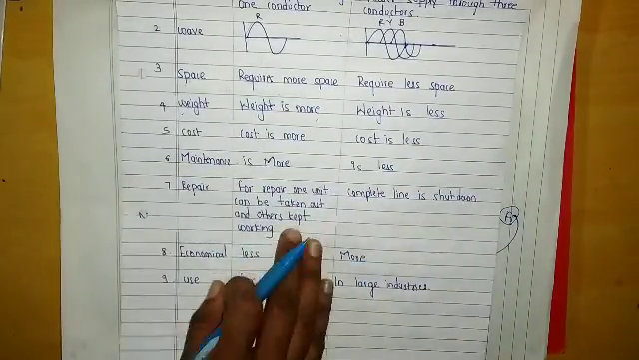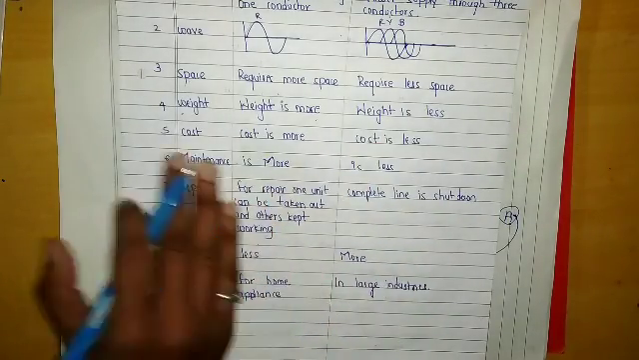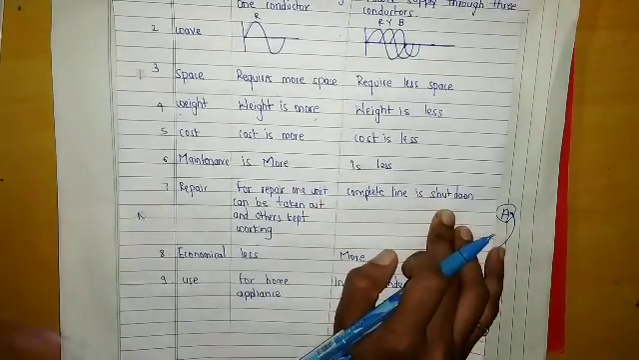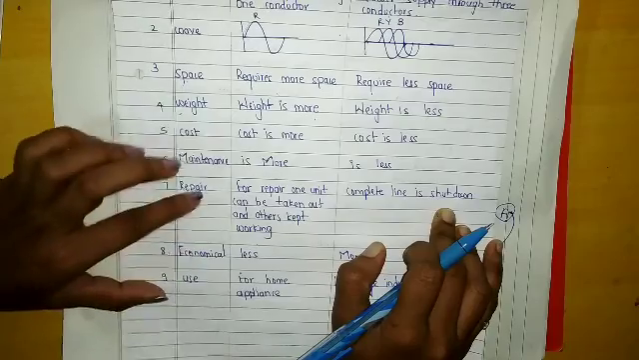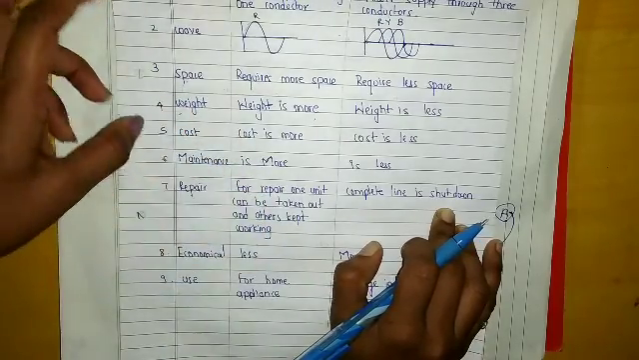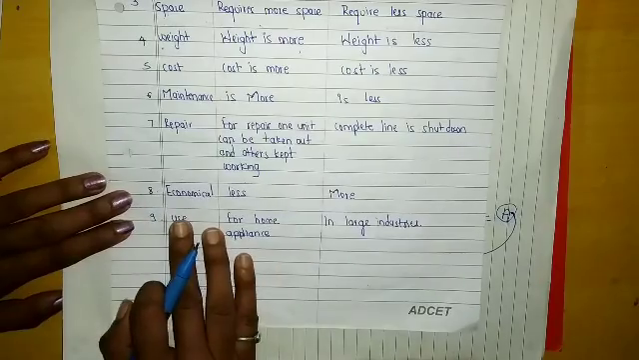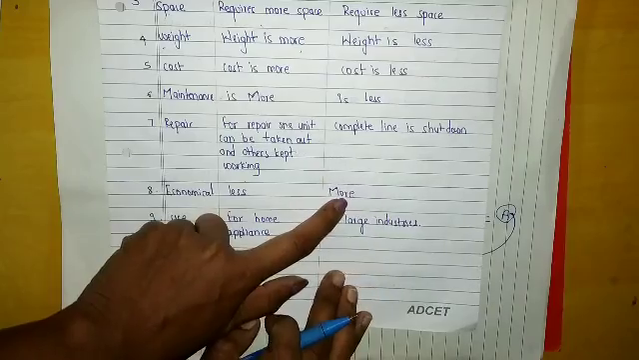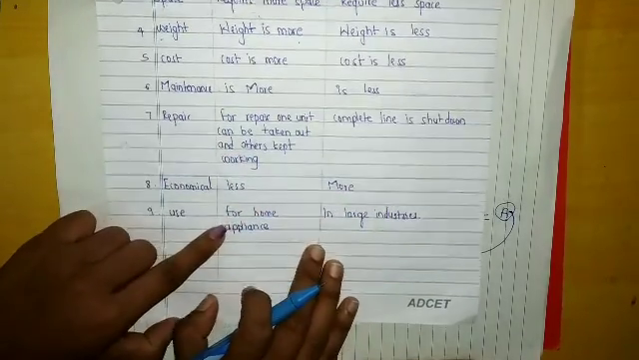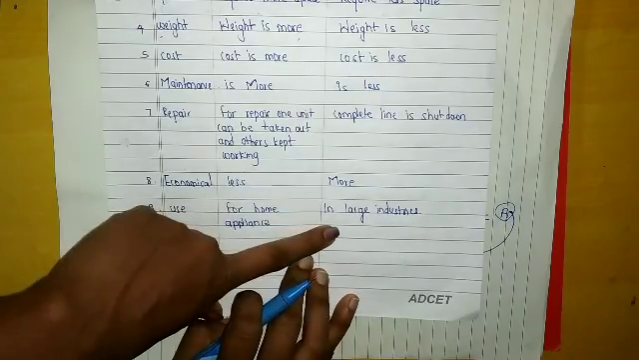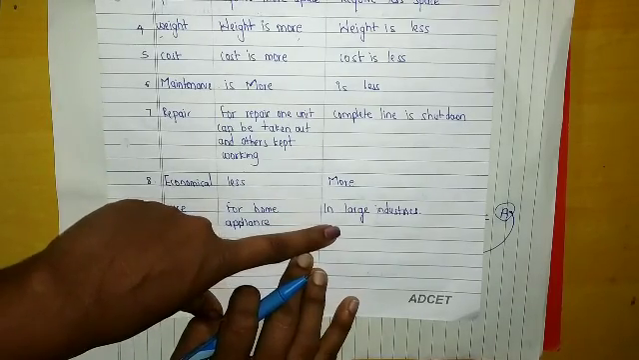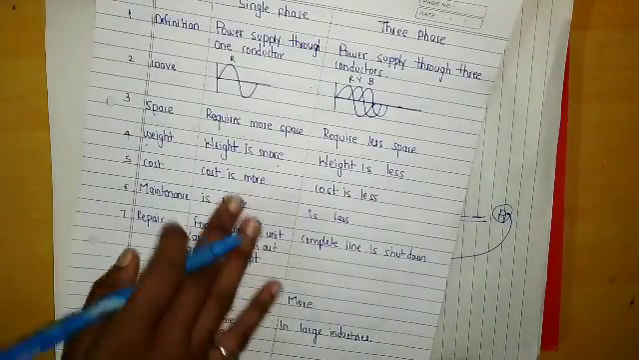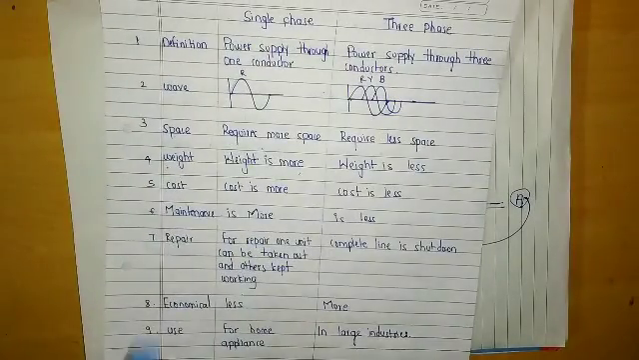Repair. For repair, one unit can be taken out and others kept in working condition. In 3-phase, the complete line is shut down. We cannot take one particular unit and repair it. We have to shut down the whole line. Economical. So single phase is less economical and 3-phase is more economical. So where is this used? It is used for home appliances and 3-phase is used in large scale industries. So this is about the single phase and 3-phase difference. It is important. Just make sure that you have no doubts in it.